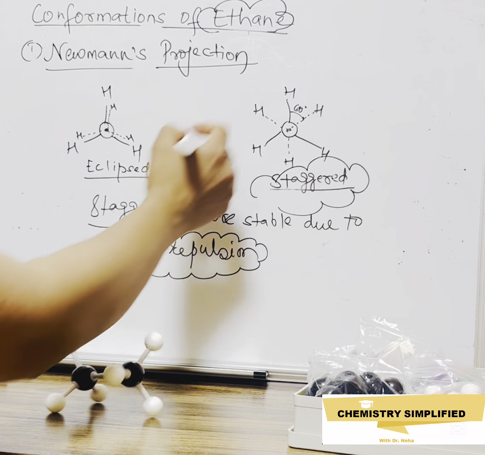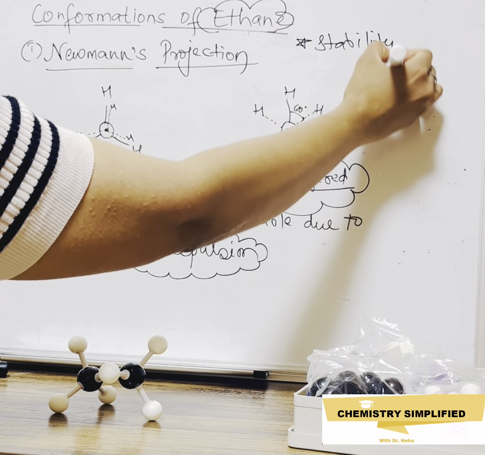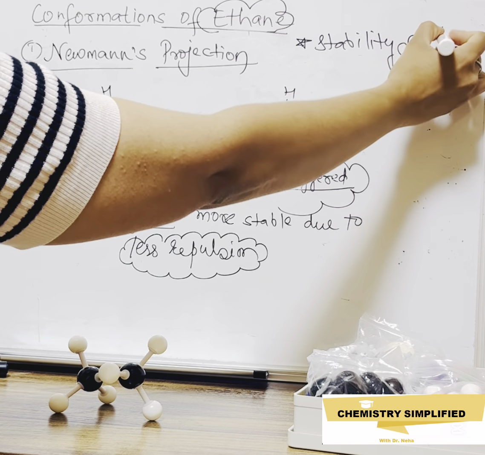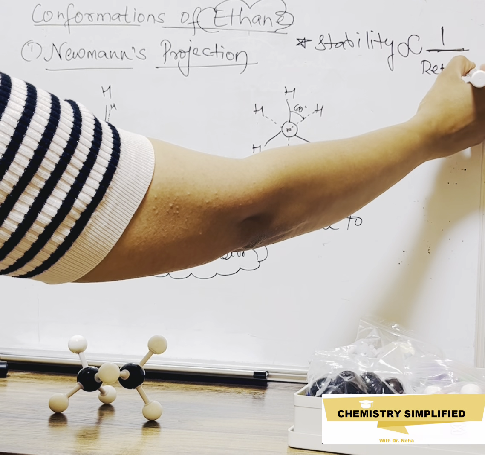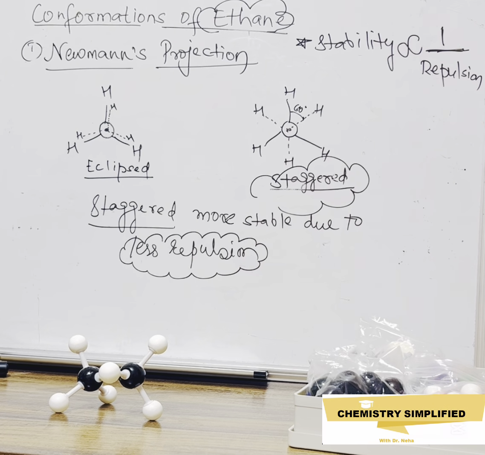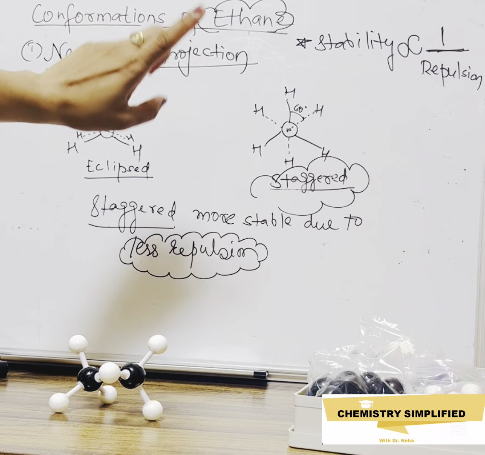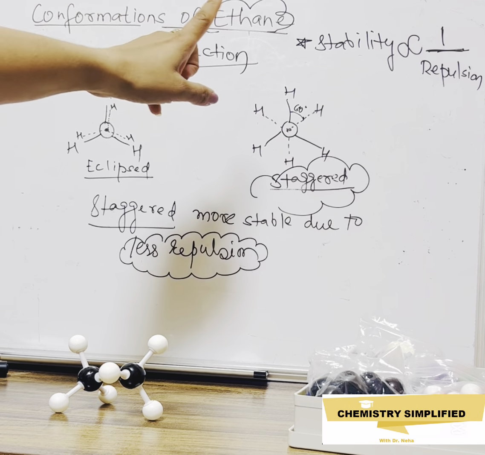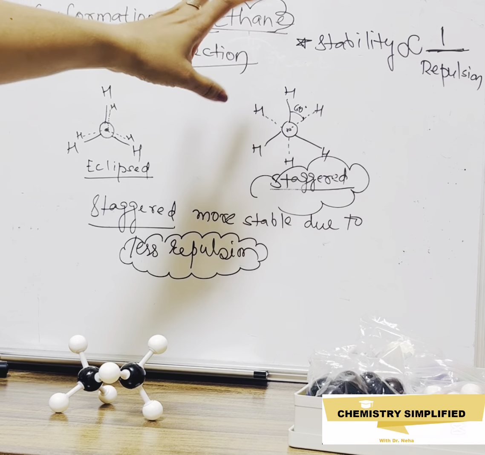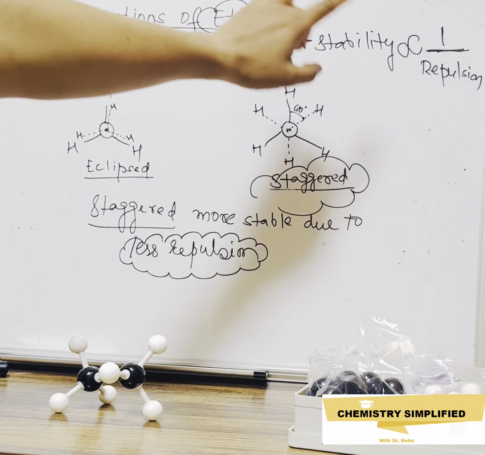So you can make a note for this. Here I'm making a star mark: stability of any molecule is inversely proportional to repulsion. Is this clear? Now here repulsion is less. As I told you, staggered is more stable, so repulsion will be less and stability will be more. If stability is going to increase, repulsion will be less. If repulsion is more, stability will be less.